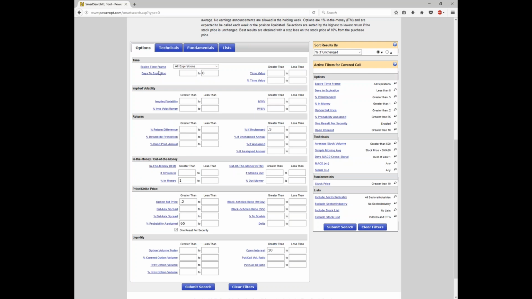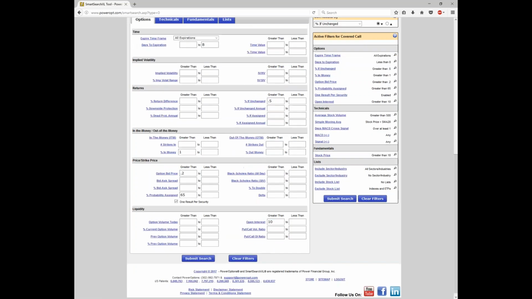The options are even the same as far as the categories, but as I mentioned, we see something subtly different. In a covered call, instead of just the percent return you saw in a bull put spread, you've got to look at downside protection, how far the stock can fall before you're losing money on the position, the percent if unchanged, percent if assigned, annualized as well. And you've got Black-Scholes ratios to look for overvalued or undervalued covered calls or naked puts. You can filter by bid-ask spread or percent bid-ask spread.